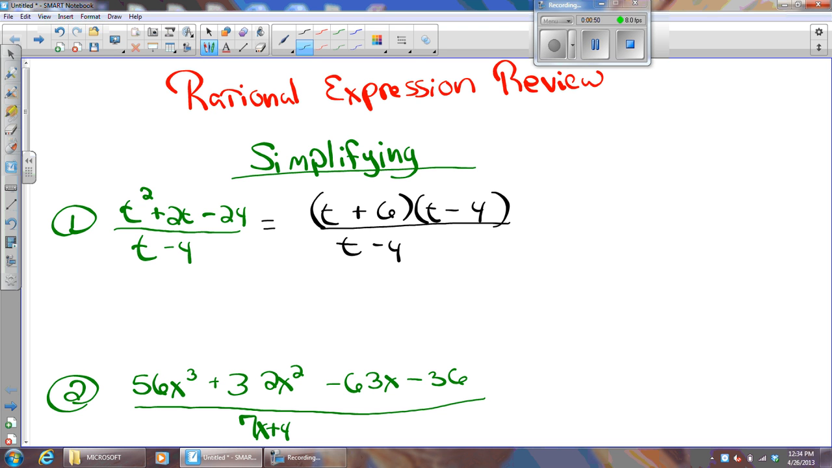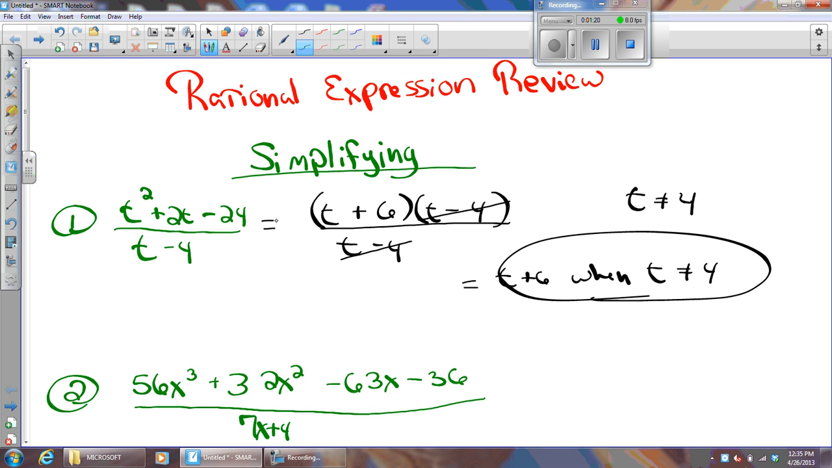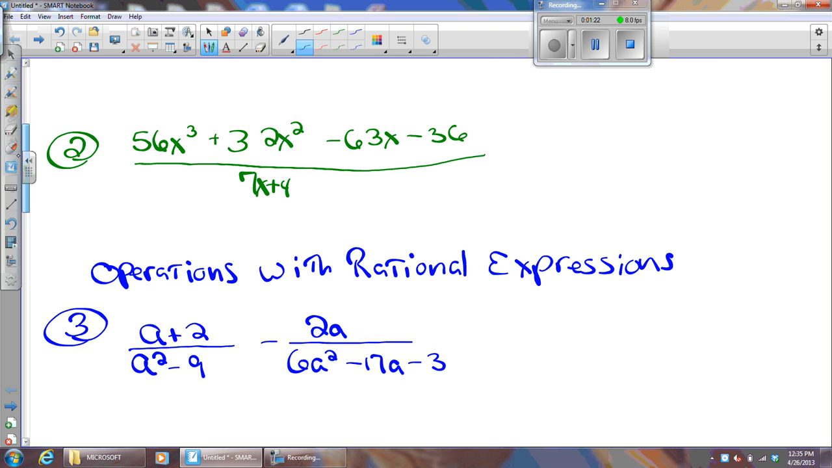Before I go ahead and simplify, I'm going to note that t cannot equal 4, because if t is 4, then my denominator turns to 0. Now that I know that, I can simplify, crossing out the factors that are both t minus 4, and my answer will be t plus 6 when t does not equal 4. Pretty simple stuff. I know you guys are good at it. I won't belabor that point.